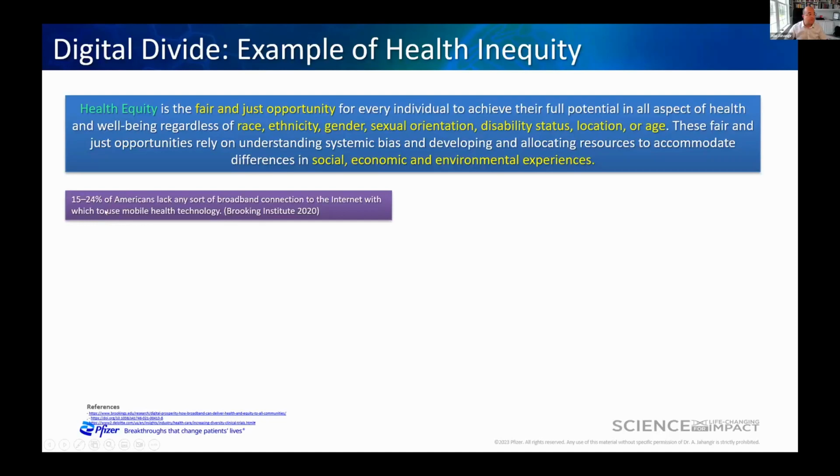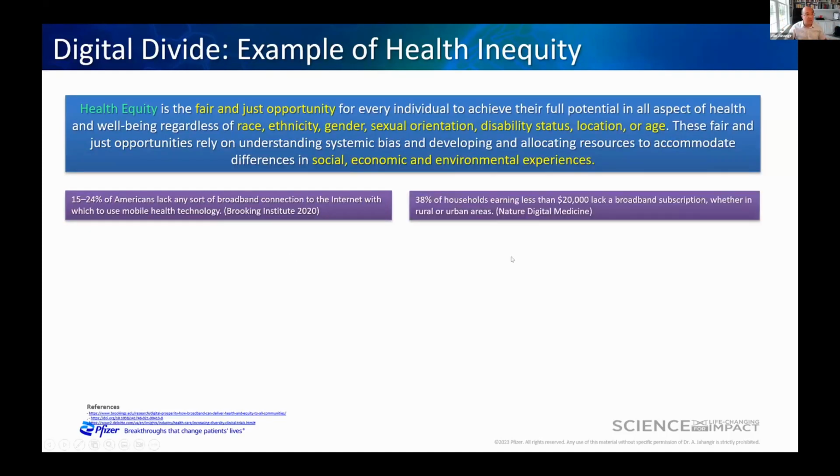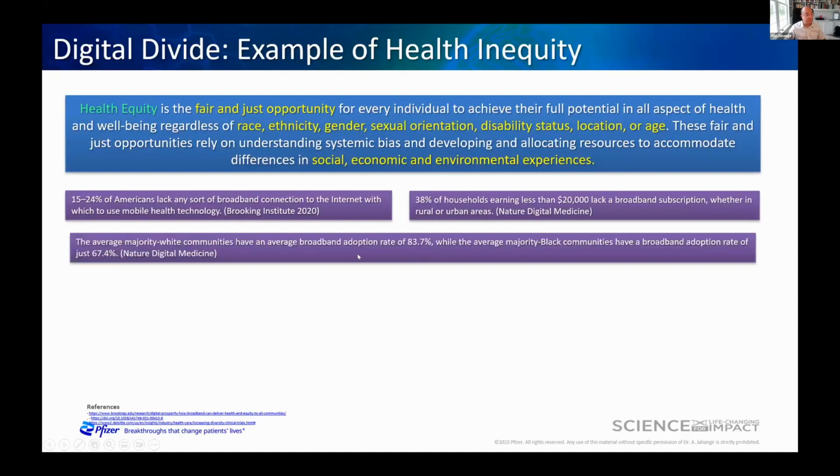I'm going to show you some mind-boggling numbers here: 15 to 24% of Americans lack any sort of broadband connection to the internet with which to use mobile health technology. This is coming from the Brookings Institution. So no matter how advanced these technologies get, if 30% of the population cannot take advantage of it, it actually renders this technology kind of useless. 38% of households earning less than $20,000 a year lack a broadband subscription, whether in rural or urban centers. Majority white communities have an average broadband adoption rate of 83.7%, while majority Black communities have a broadband adoption rate of about 67%.